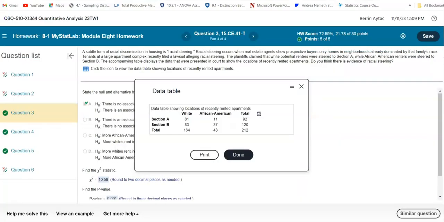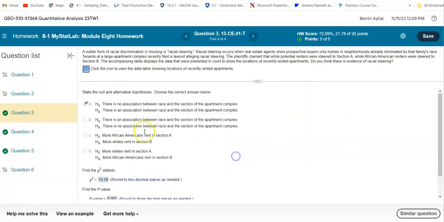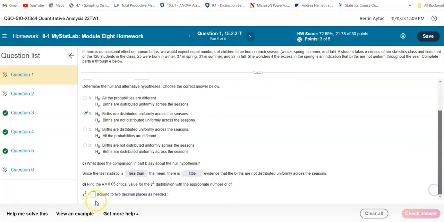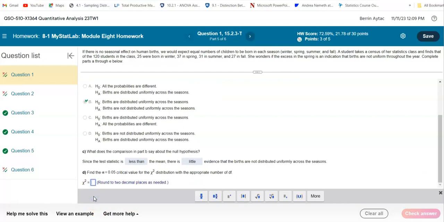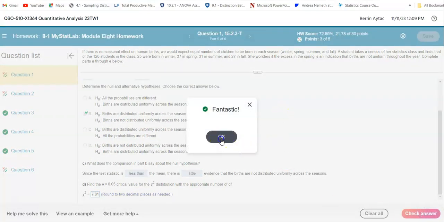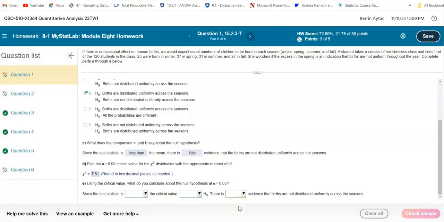So let's go back to question 1 and enter 7, rounded to 2 decimal places. Okay, great.